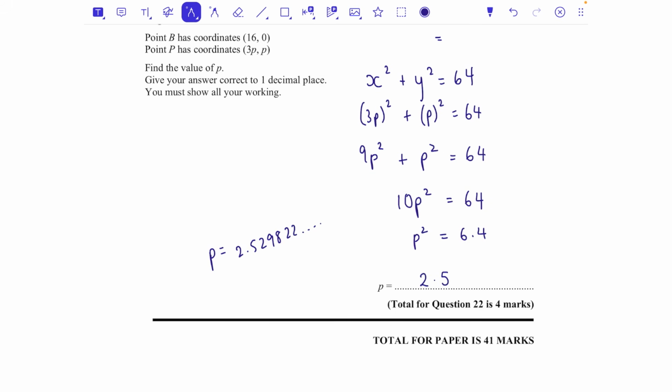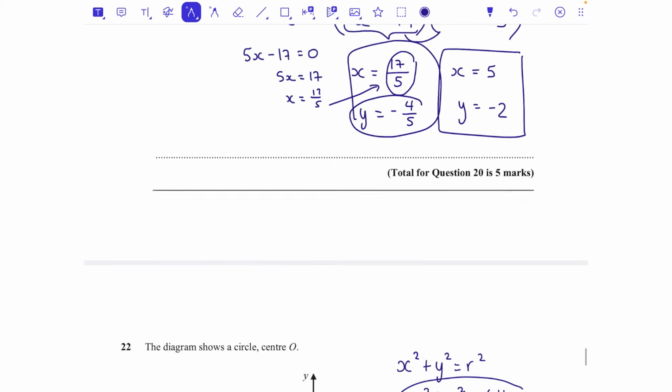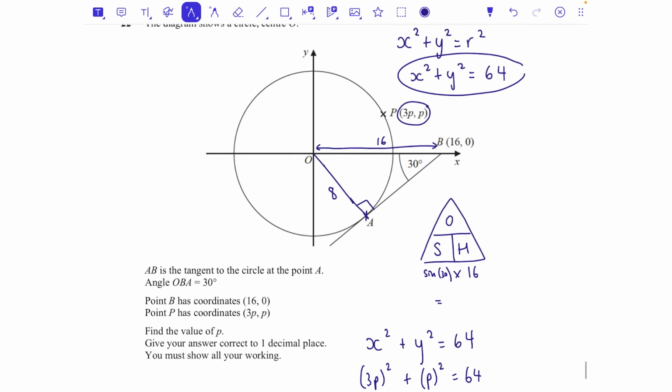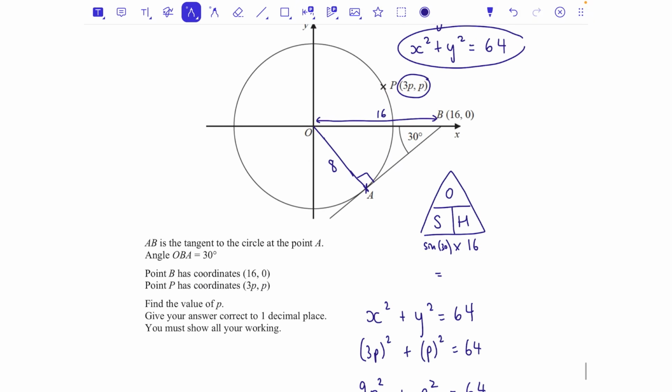A very tricky last question, a very tricky couple of last questions really, so well done if you followed on with either of those. As always, the topic list is on the paper.